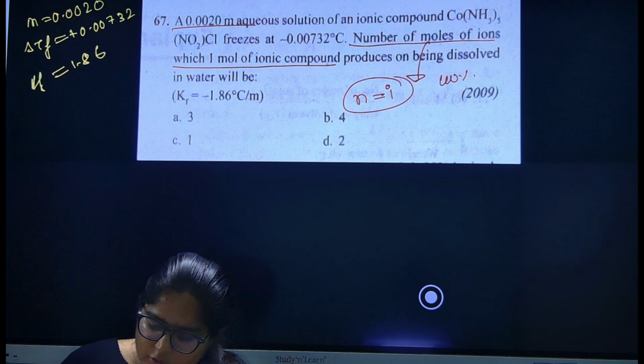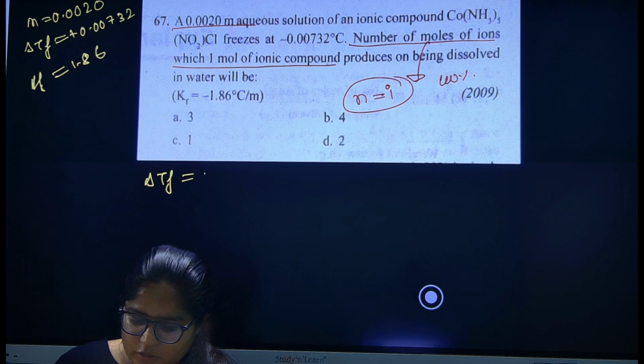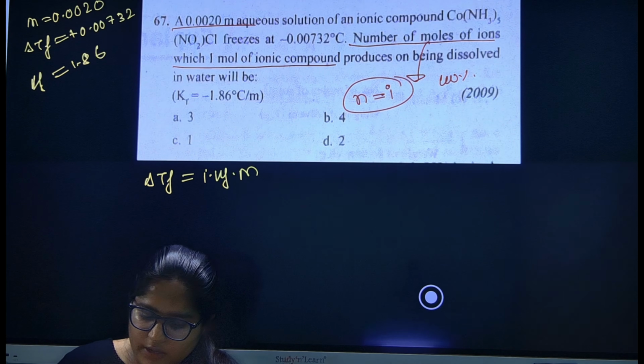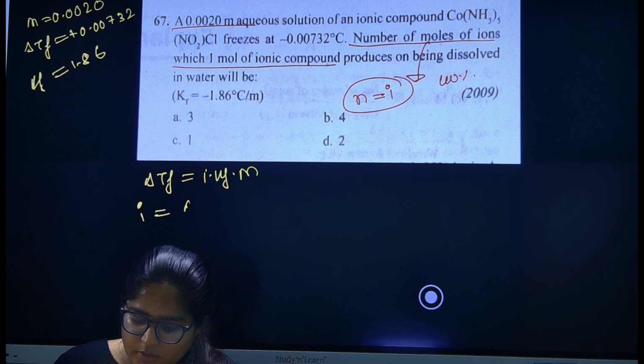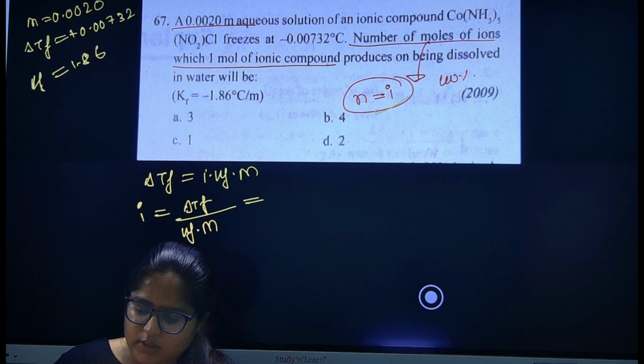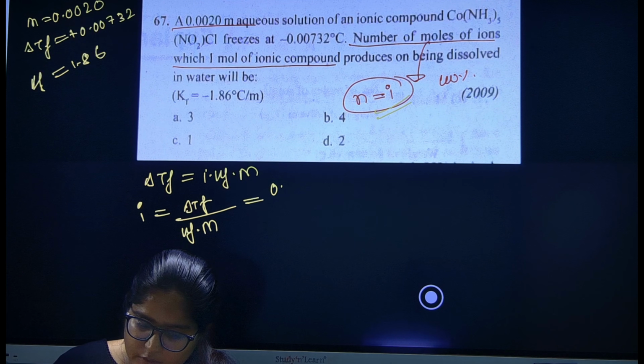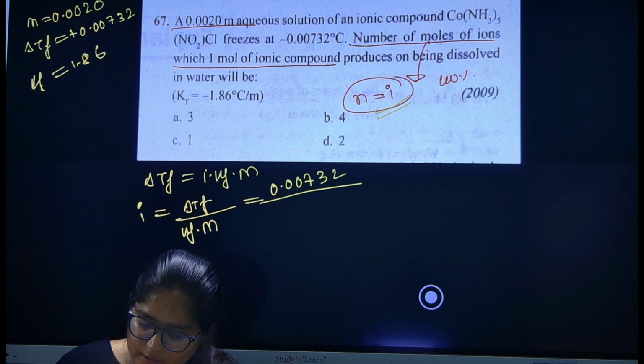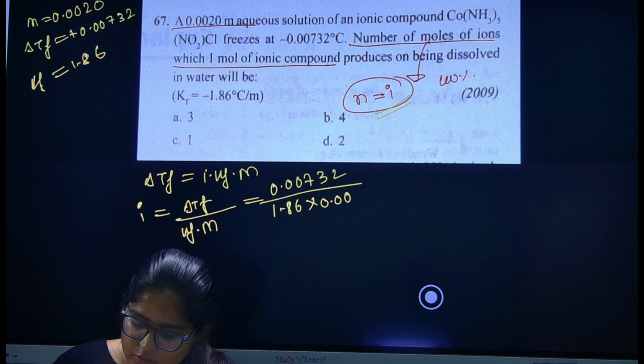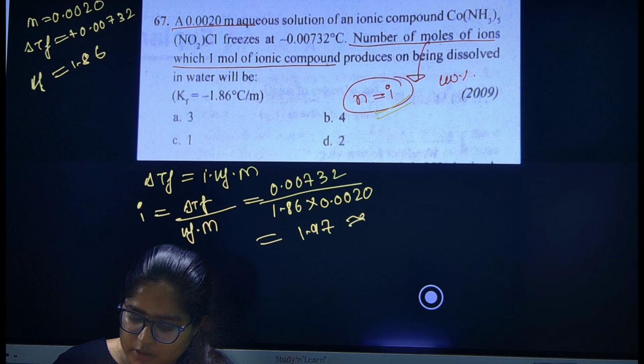1.86. Okay, so we know delta Tf equals i into Kf into m. So from here i will be equal to delta Tf by Kf into m. Only this was the concept: number of moles equals van't Hoff factor i if 100% dissociation. Okay, so delta Tf 0.00732 divided by Kf 1.86 into molality given 0.0020.